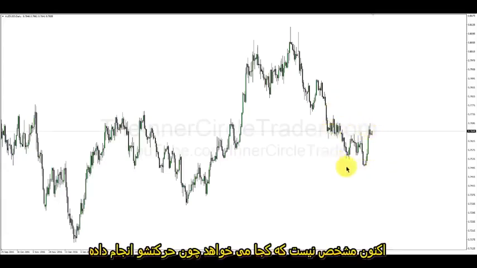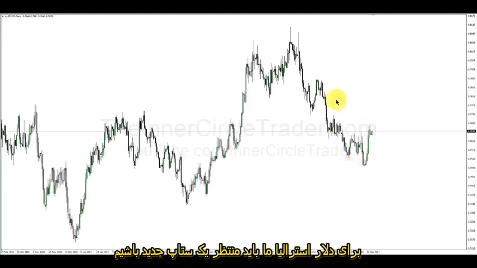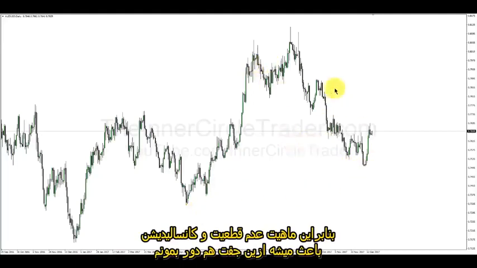So the move is done for Aussie dollar, and we would have to wait for a new setup. The uncertainty and consolidation nature of this pair would keep me on the sidelines. I wouldn't worry about trading this one.